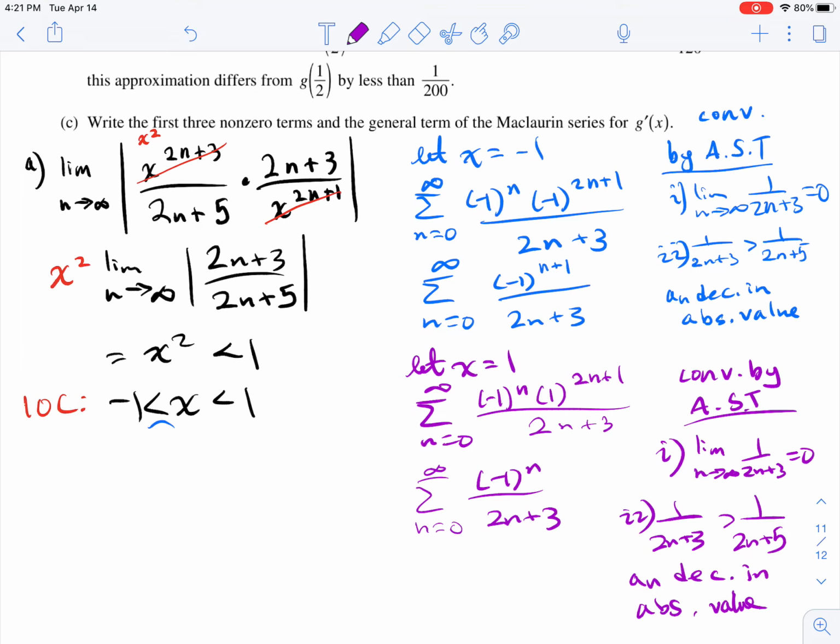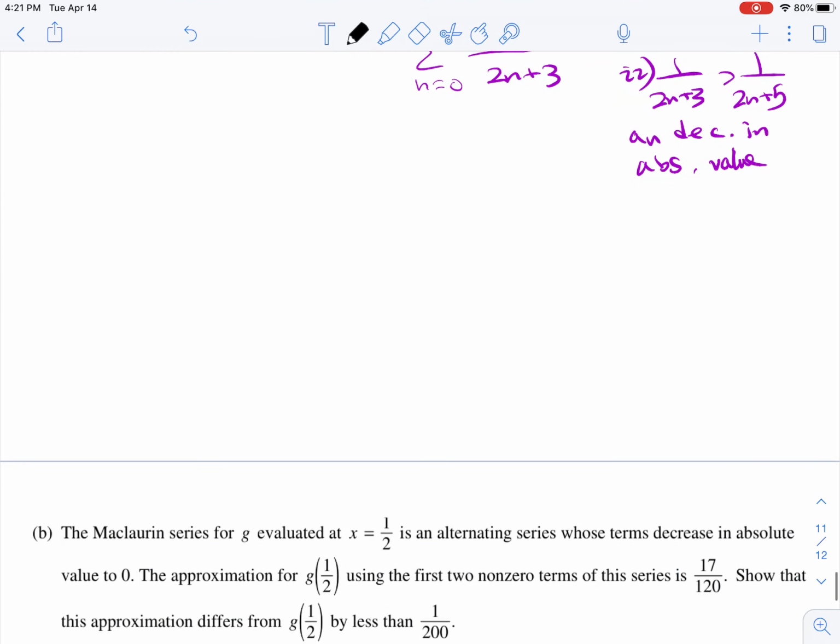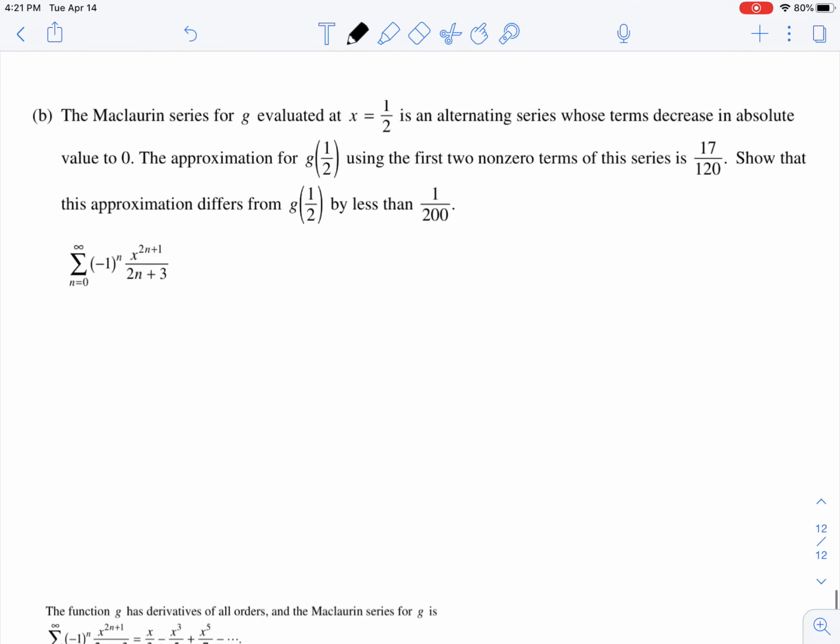Okay, so we see that it does converge by AST, so it's also going to converge at this endpoint. So we can say that our interval of convergence are all values from -1 to +1. So you might want to write a concluding statement or just box this, and we have that clearly there, that it's converging for those values. Okay, all right, so moving on to the next part.